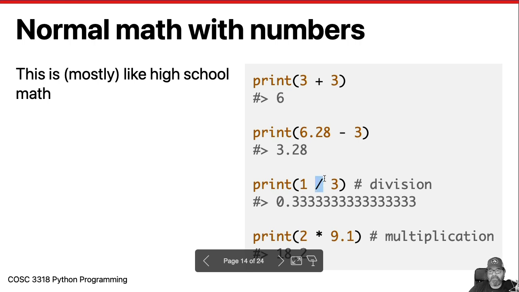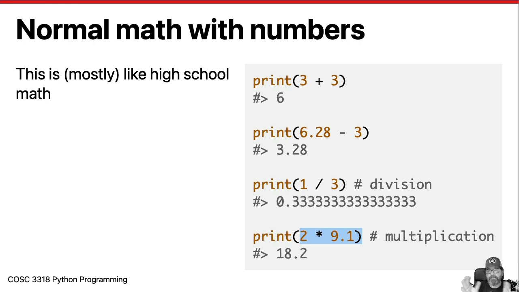Division, because we don't have a nice bar with 2 dots over it, we use the slash, the single slash. That means division. So 1 divided by 3 is going to be 0.333 forever. And then multiplication uses the asterisk symbol. So 2 times 9.1, well, that's 18.2. So it's mostly like high school math, except some of our symbols are different.